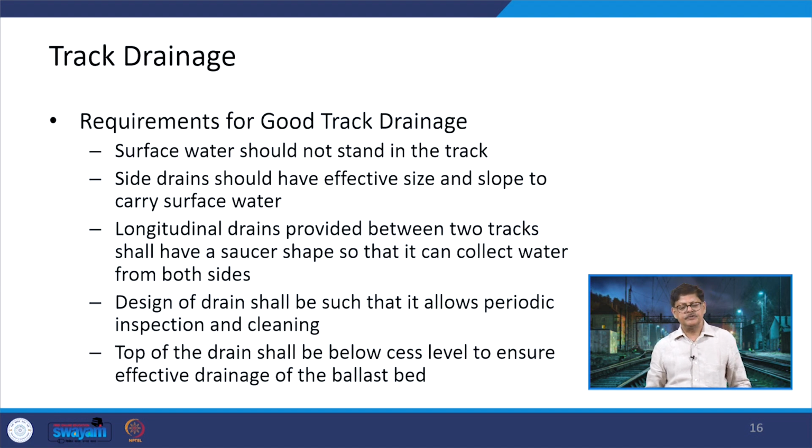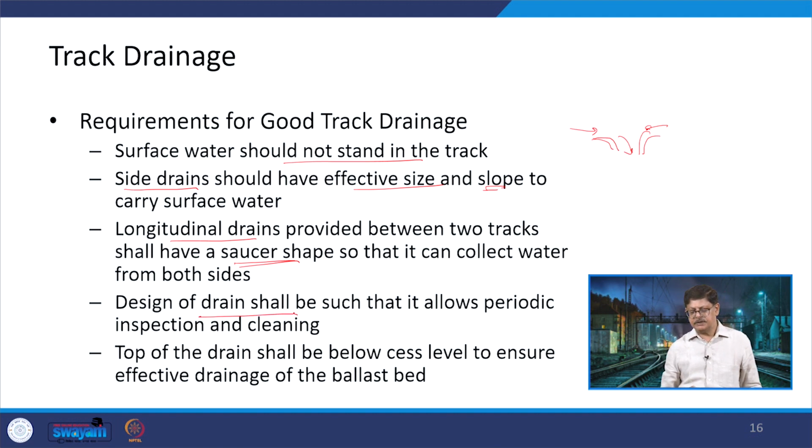Now, what are the requirements for good track drainage? The surface water should not stand in the track. The side drains should have effective size and slope to carry the water. The longitudinal drains which are provided between the two tracks should have a saucer shape. Saucer shape means a curved shape, so that the water from this side and the water from this side can get into it. Then the design of the drain shall be such that it allows periodic inspection and cleaning.